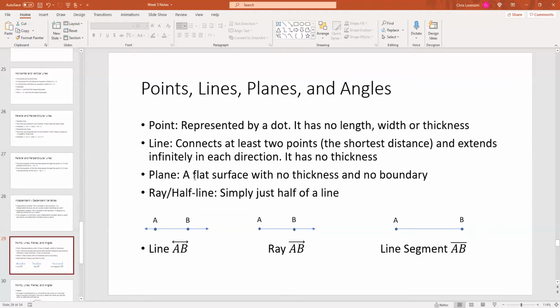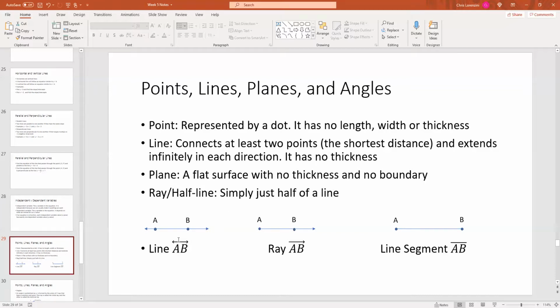A plane is a flat surface with no thickness or boundary. Think about the whiteboard that we do our stuff on. Think about your computer screen. It's flat and plain. And a plane would, in theory, extend out infinitely in all 4 directions. And then a ray or a half line is simply just half a line.